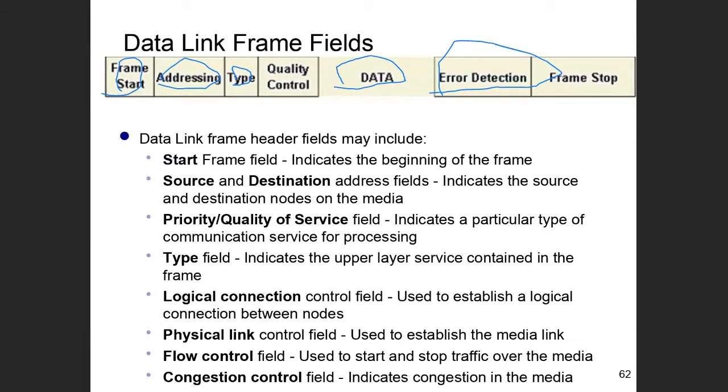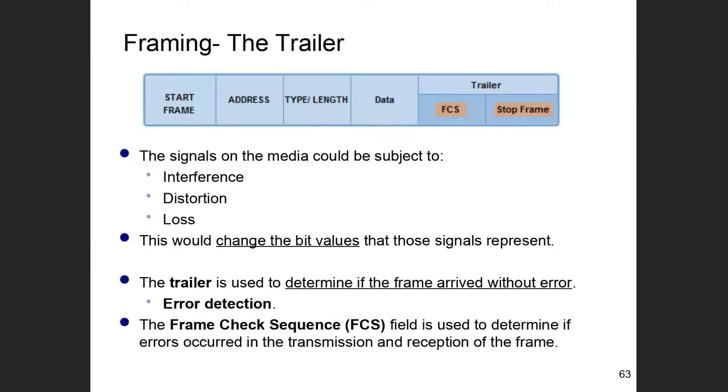Some types of old serial things had things like quality control and congestion notification stuff. That stuff's pretty much gone from the academy now, like frame relay. So the signals on the wire could be subject to interference or distortion or loss because the wire was too long, and the bit values, like we saw in the earlier graphic, a one could change to a zero, or a zero could change to a one, and that would corrupt the data we had in that Ethernet frame we're trying to transmit.